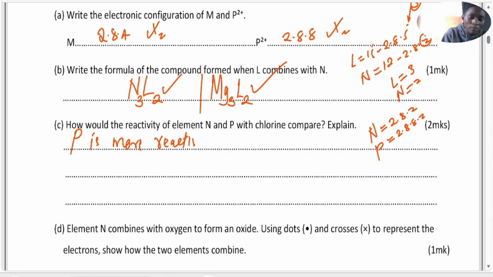P is more reactive than N. So this one is going to give you 1 mark. Then we explain. Let's explain this. Why is P more reactive than N?